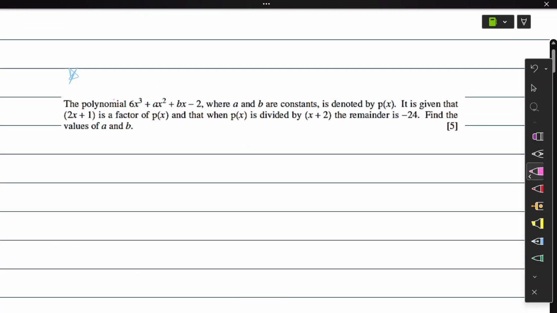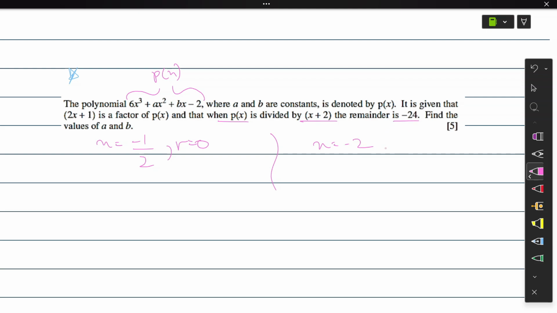All right. The polynomial, where a and b are constants, is denoted by p of x. It is given that 2x plus 1 is a factor, so x equals minus 1 over 2 would give you the remainder 0. Got it? And when p of x is divided by x plus 2, so when x equals minus 2, the remainder is minus 24. This is how you note down the data that has been given to you. Now find the values of a and b.